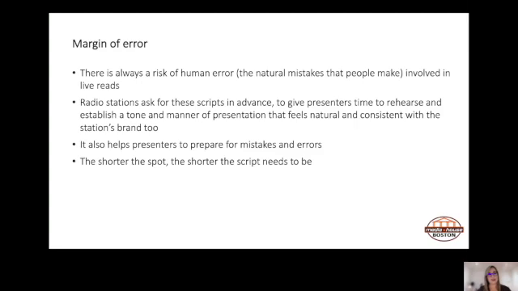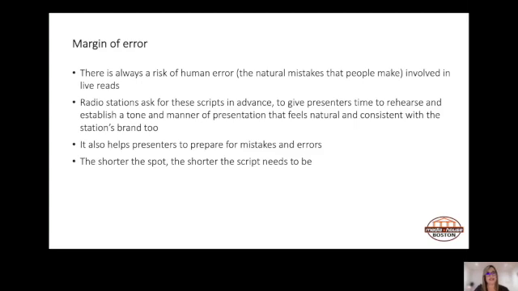While the personable nature of radio is by far its greatest strength, it can prove to be a challenge in the delivery of commercial assets. Brands enjoy the idea of seamless advert delivery in the social setting of the radio studio. However, there's always a risk of human error, the natural mistakes that people make.